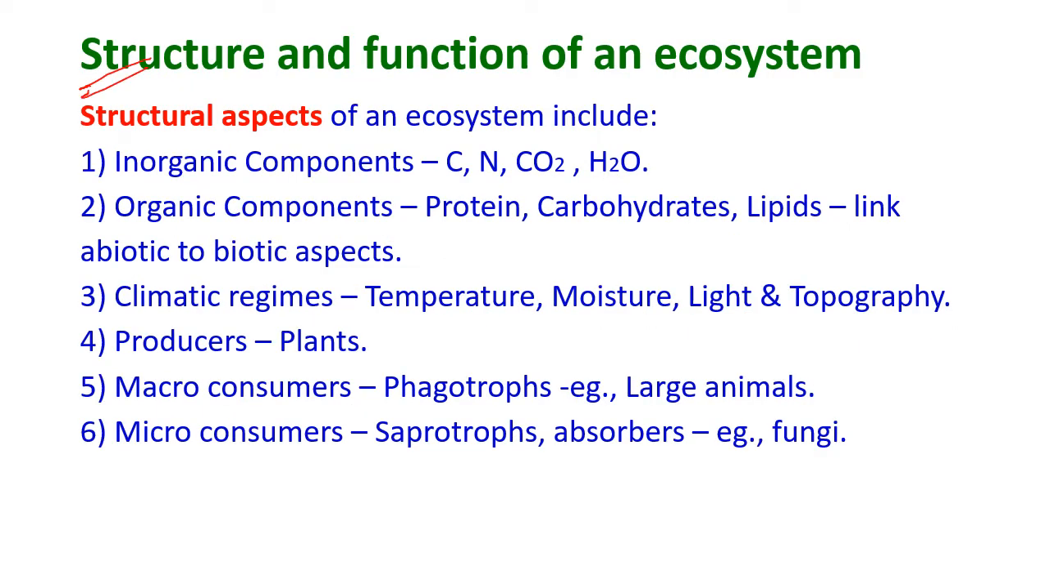Structure and function of an ecosystem. Here, the structural aspects of an ecosystem include the inorganic components such as carbon, nitrogen, carbon dioxide, and H2O, water. Second, the organic components such as the protein, carbohydrates, lipids, which link the abiotic factors to the biotic factors. Then, the climatic regimes such as the temperature, moisture, light and topography, and producers. Plants are the producers here, and then macro consumers are the phagotrophs, for example the large animals, and micro consumers such as the saprotrophs and absorbers, for example fungi.